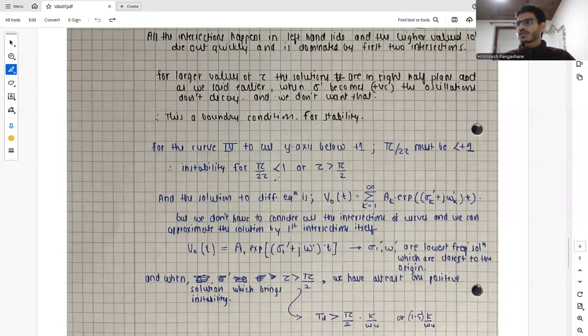But we don't have to consider all the intersections of the curves and all the solutions, and we can approximate the solution by the first intersection itself, and it will give us a1 exponential of (sigma prime 1 plus j omega prime) times t. So these are the lowest frequency solutions which are closest to the origin.